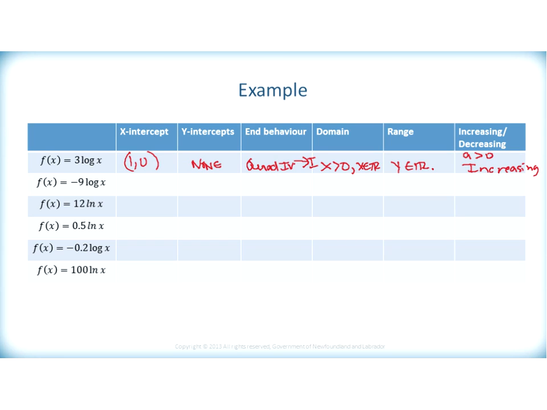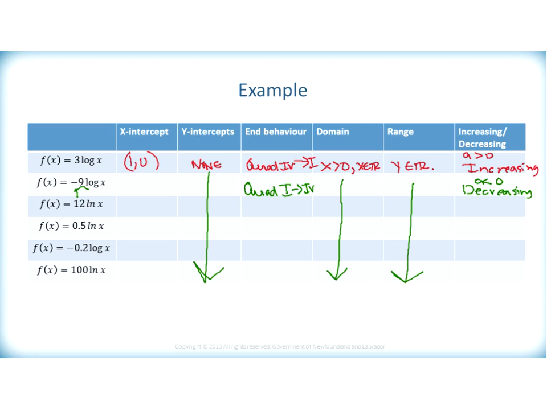The next example will be a decreasing function, since a is less than 0. This number right here is less than 0. We will have end behavior be from quadrant 1 to quadrant 4. Of course, the domain is the same for all, and the range will be the same for all. There are no y-intercepts, of course, and the x-intercept rather, will be the same.